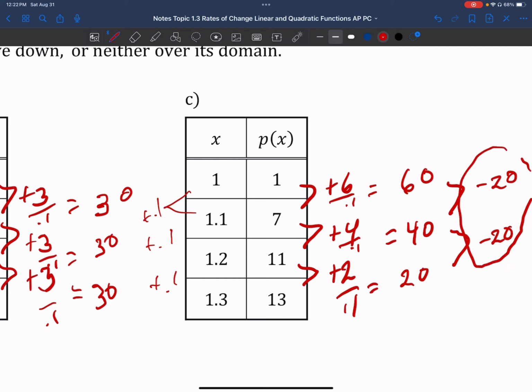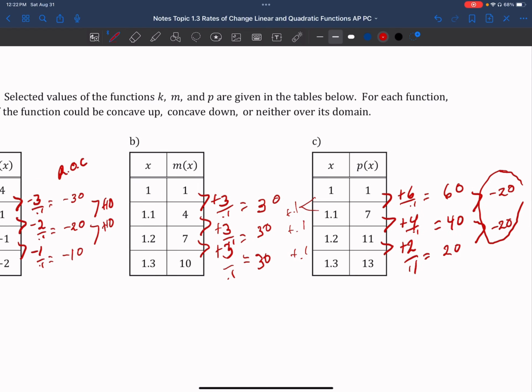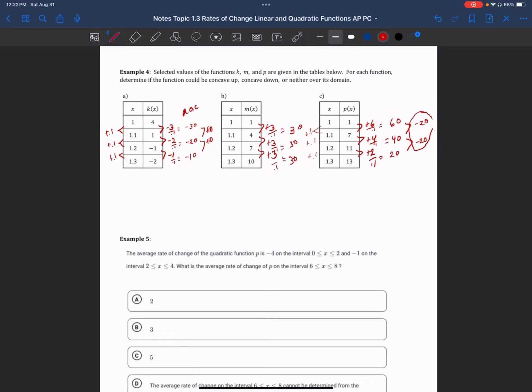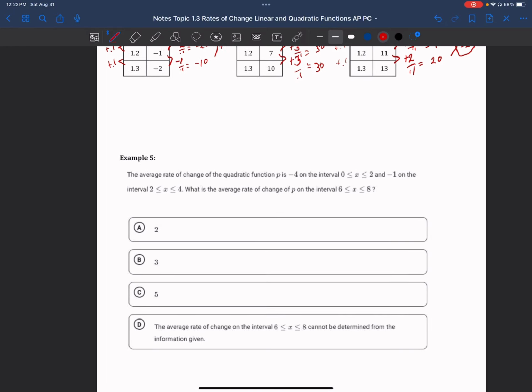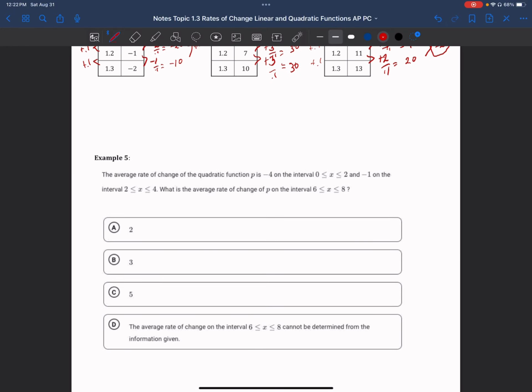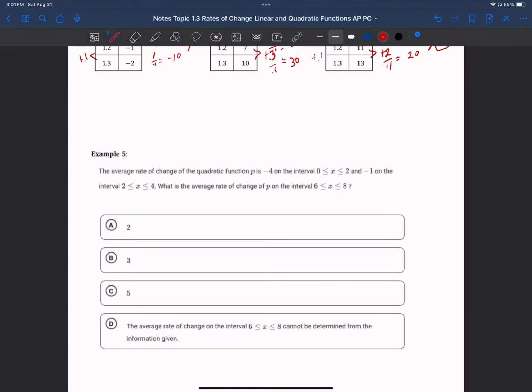If I look at the change in the average rate of change, I see that the numbers are decreasing. So this p of x function is going to be concave down. And that's all I have to say. I did want to go over an example from the College Board.